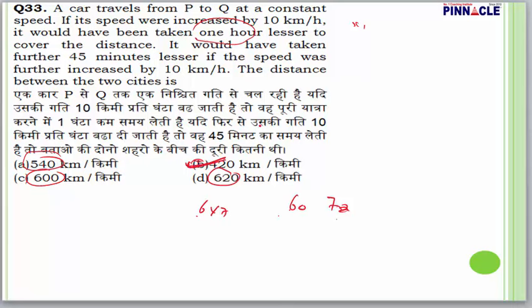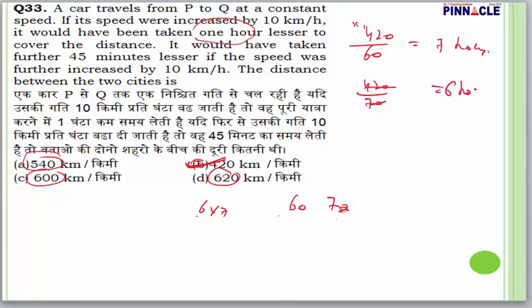Why should B be the answer? Now see, verify this. Suppose earlier speed was 60 km per hour. At 60 km per hour, going 420 km, it will take 7 hours. Now speed is increased from 60 to 70.